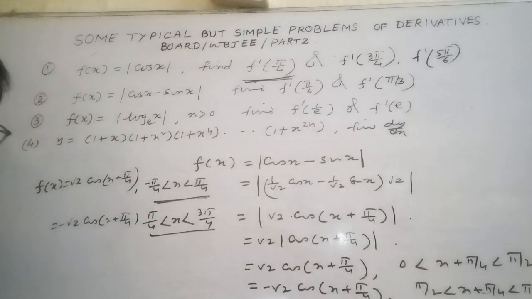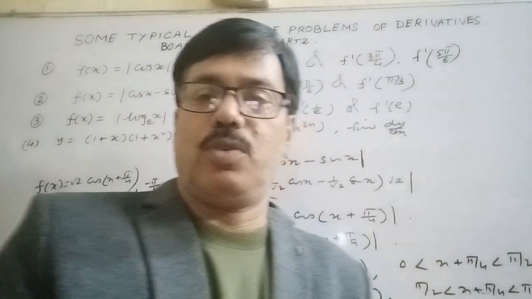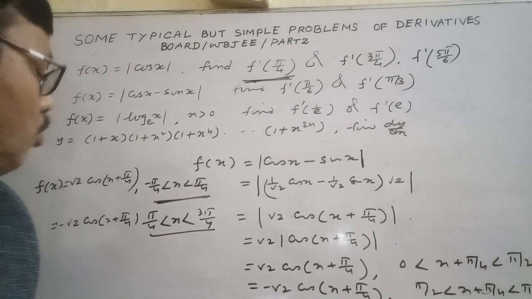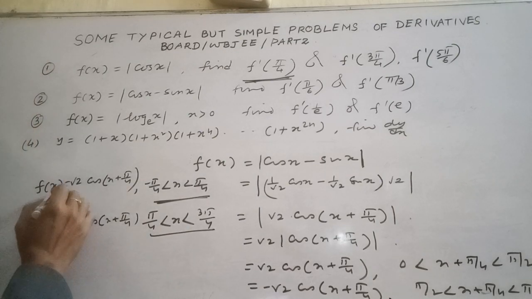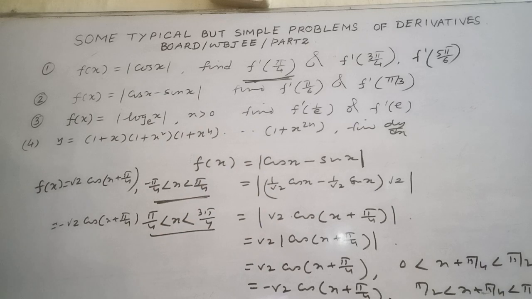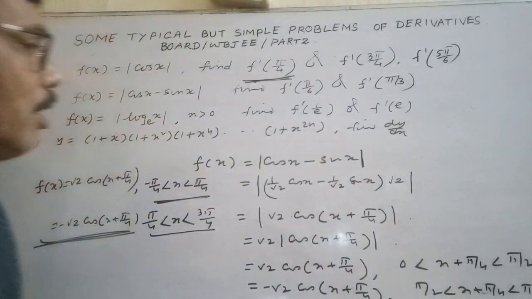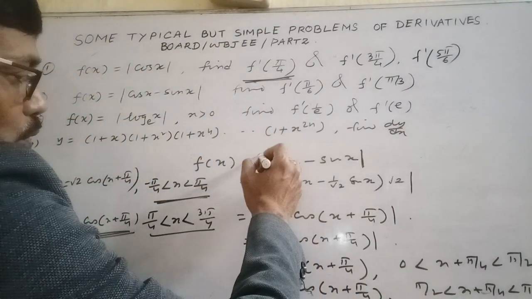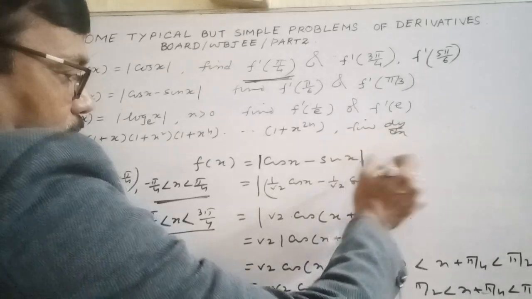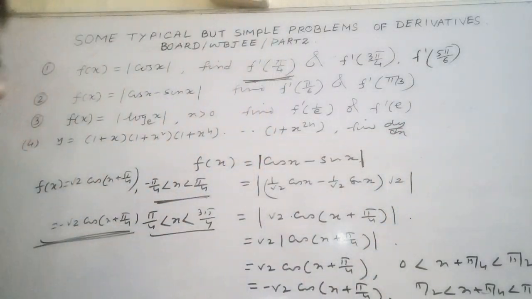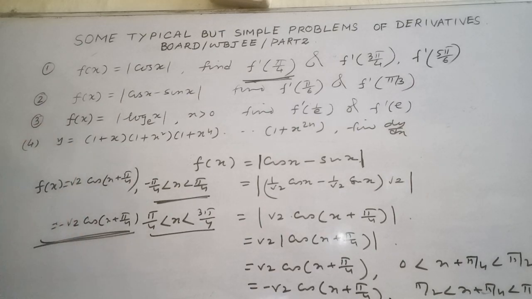So you can also use this one without using the graph. Now you perform the derivative, then put in the value. So this is to be noted: you omit the modulus sign using the concept of trigonometry. So now it is very simple.